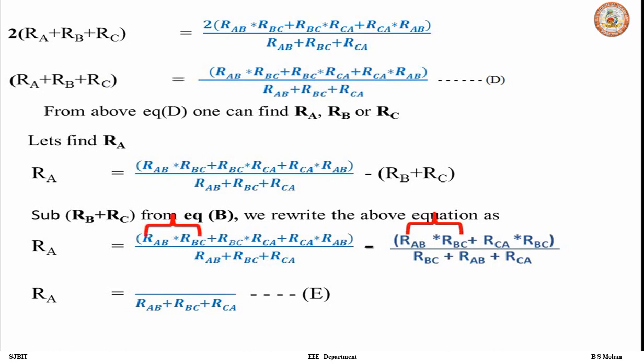But one can observe that RAB and RBC are the same but with opposite polarity, thus they cancel. Similarly, RBC and RCA are the same and they can cancel because they are with opposite polarities. Thus RA is equal to RCA into RAB divided by RAB plus RBC plus RCA. Thus we have converted the equivalent delta to star. So let's see.